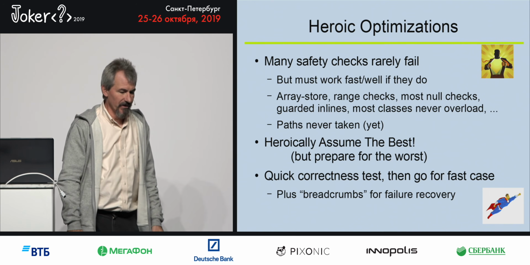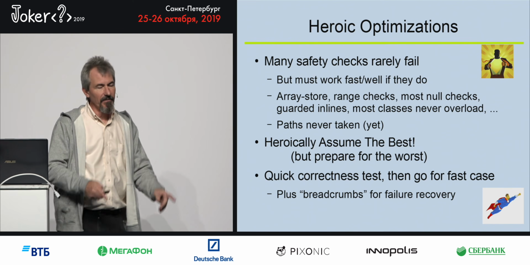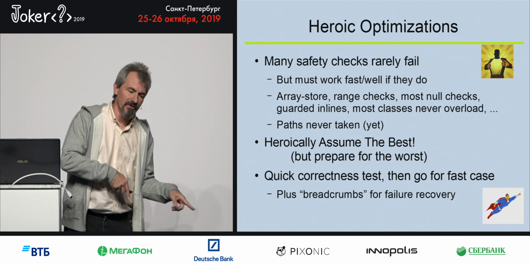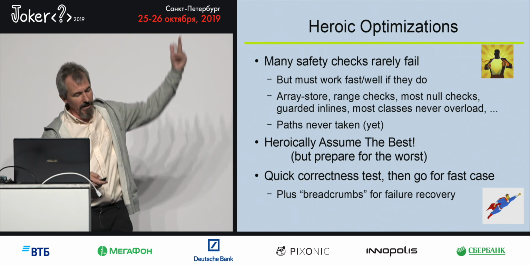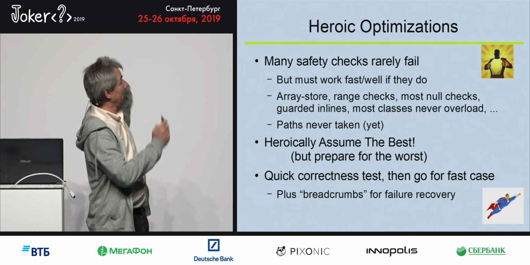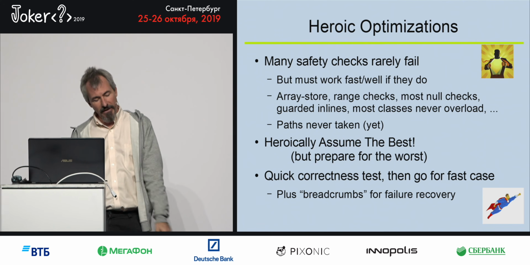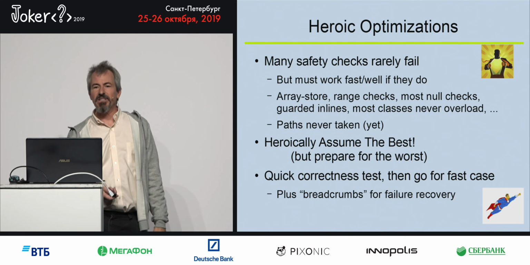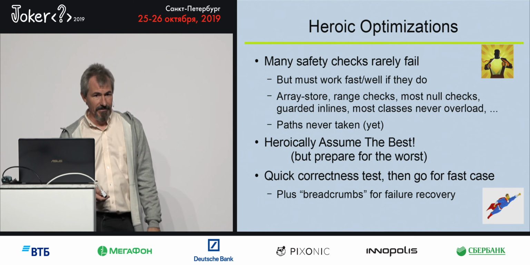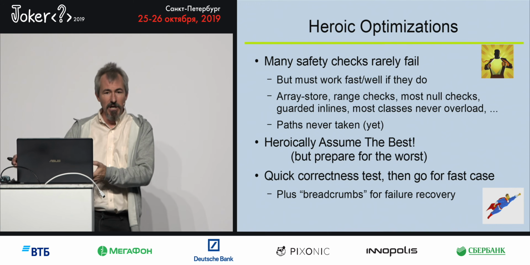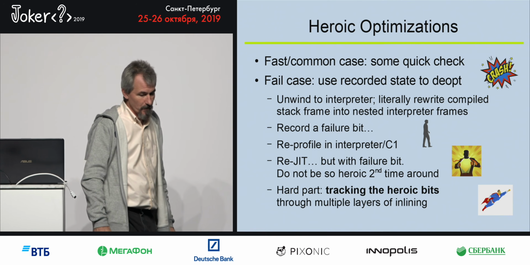Heroic optimizations. Many safety checks just rarely fail, right? But if they do fail, they probably fail again and again, so there has to be something done regionally on them if they're going to fail. This falls into the categories of range checks and most null checks and array store and so on. So I'm going to heroically assume the best. This test has never failed yet. Let's assume it's never going to fail. So I want a correctness test, and I'm going to go hard for the fast case. And for the slow case, I have to have some sort of recovery, so I'm going to cut out to the interpreter. I'm going to deoptimize, more on that in a minute.